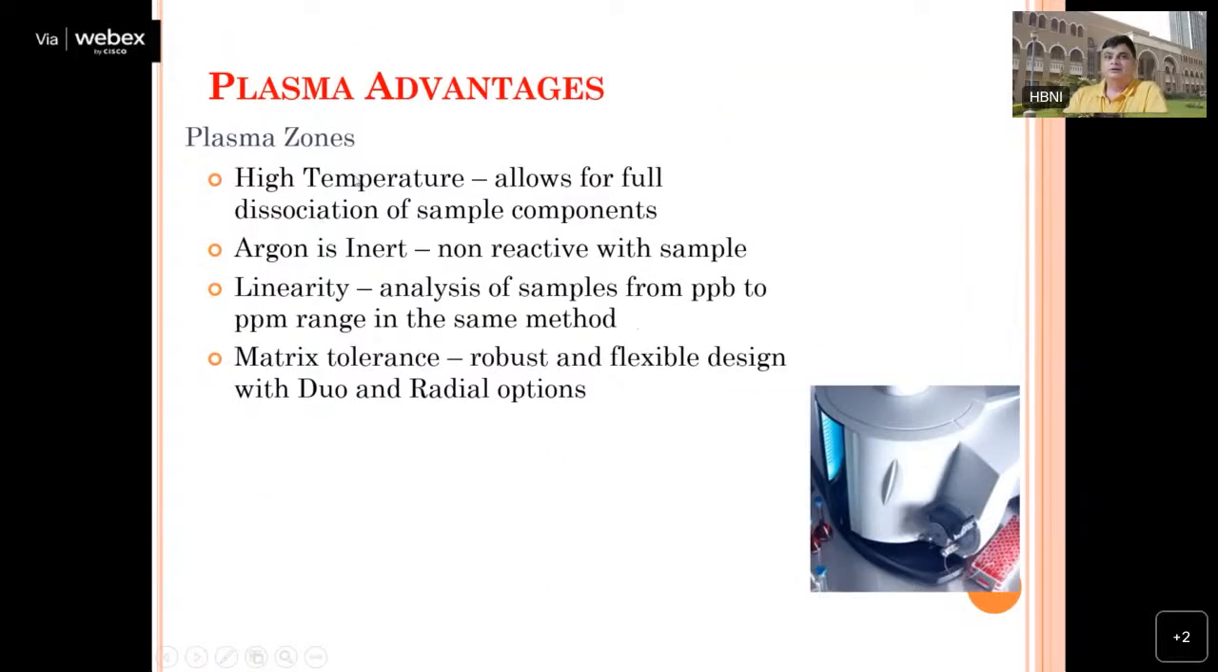Then what are the plasma advantages? The high temperature allows for a full dissociation of the sample compound. Argon is non-reactive with samples, and the linearity analysis of a sample from ppm to ppm range can be done in one go. Matrix tolerance is very high. It's a robust, flexible design, and nowadays it comes with dual view, which means axial and radial view, both are there. Dual view: one is vertical, the other one is horizontal. So that also.